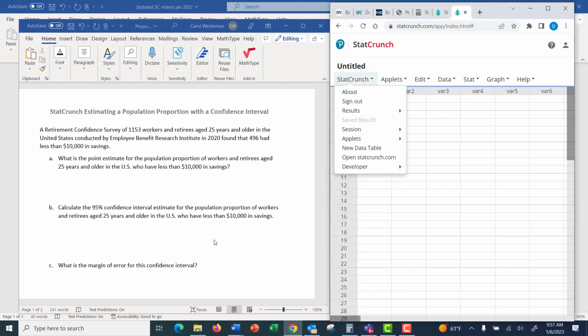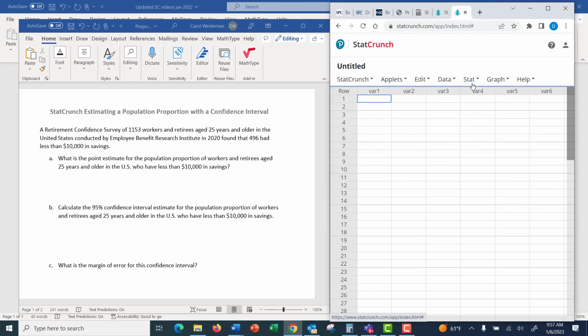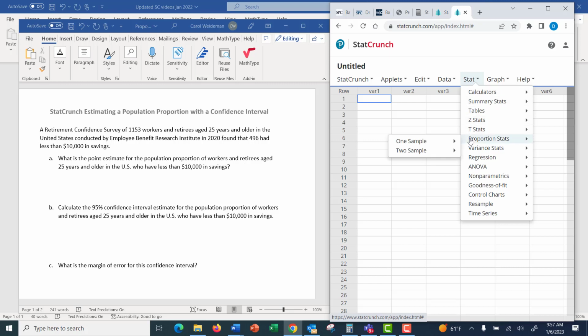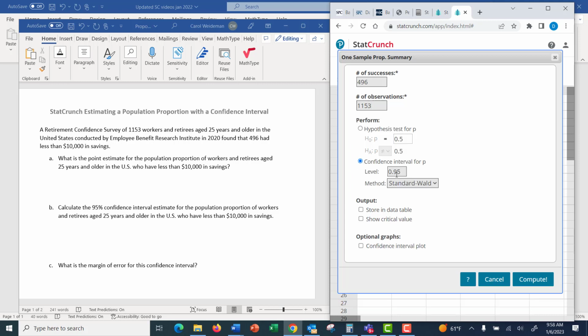All right, so now we want to calculate the 95% confidence interval for the population proportion of workers and retirees aged 25 and older who have less than $10,000 in savings. So I'm going to go in StatCrunch and I'm going to click on Stat, Proportion Stats, One Sample with Summary, because I have summarized data. So here I need my number of successes, which is the number of people in the survey that said they had less than $10,000 in savings, which was 496. And then the total number of people in the survey, which is 1153. And then I'm going to go down here under Perform and select the confidence interval, and it's preset at 0.95, which is what I want. And then I'll just hit Compute.